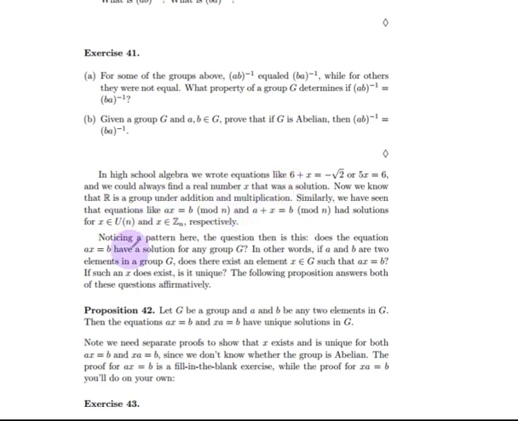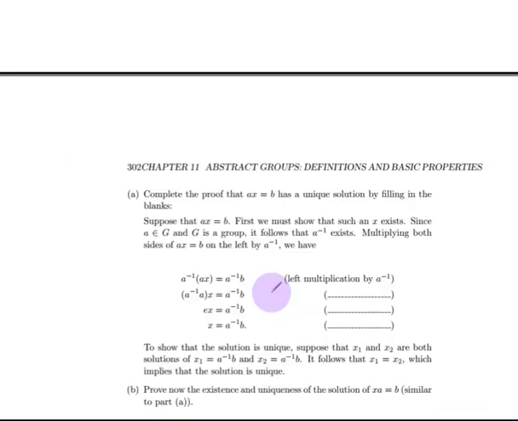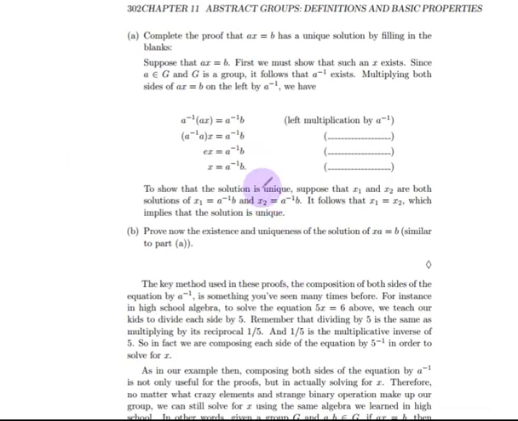Here's another proof that in fact groups enable you to solve algebraic equations. That if you have an equation like ax equals b and xa equals b, there's always a unique solution. Now, it's not necessarily the case that the solution to this equation is the same as the solution to this equation. That may or may not be true. But in each case, there is a unique solution. And you'll go through that proof.